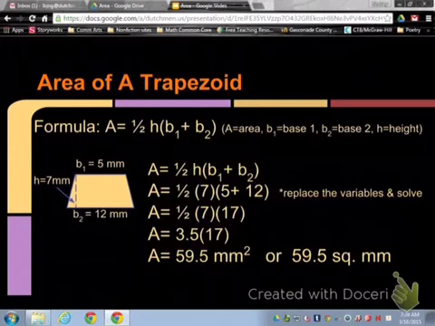Then follow order of operations. So we start with parentheses first, so we'd start with our adding. 5 plus 12 equals 17. Then we would go on to follow order of operations. So all we have left is multiplying, so you work left to right. So with that, we do 1/2 times 7, or 7 divided by 2, which gives us 3.5. And then we multiply that times 17. When we do, we get 59 5/10, or 59.5 millimeters squared, or 59.5 square millimeters.